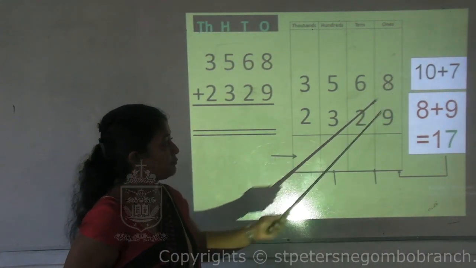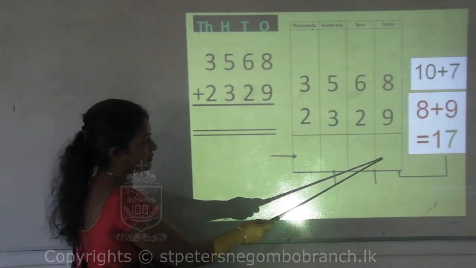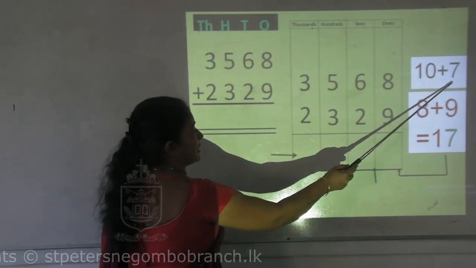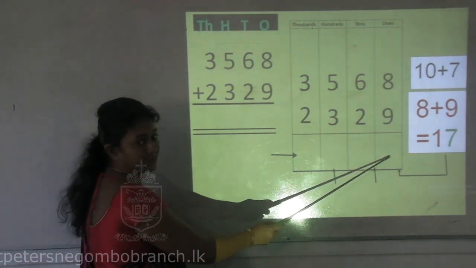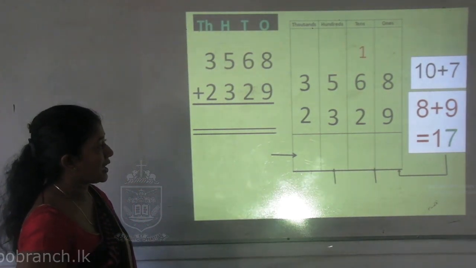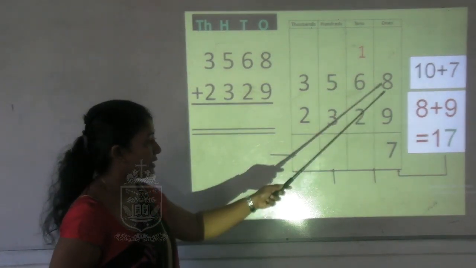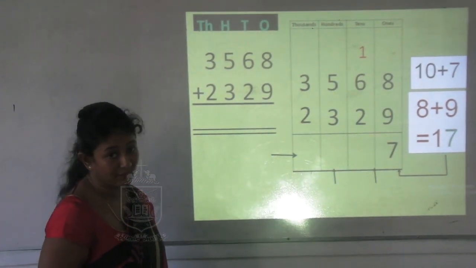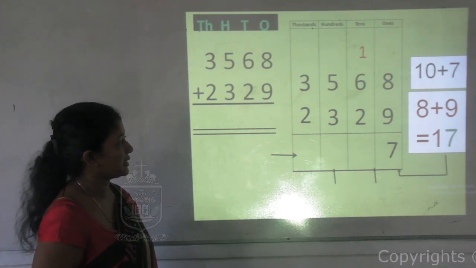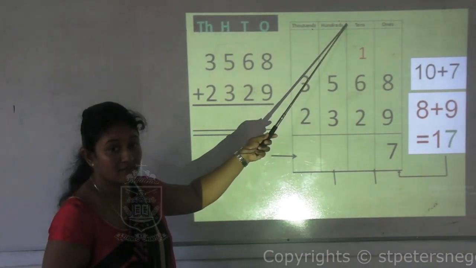So, you can see this number 10, you cannot keep it in 1's place. You have to carry it to the 10's side. But this number we can write in 1's place. So my dear students, we'll do it. I'm taking this one to the 10's place and I am writing 7 in one's place. So I have finished.